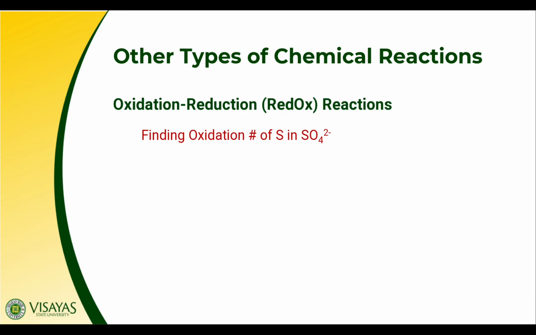Another example: find the oxidation number of sulfur in sulfate ion. This is an example of a polyatomic ion because we have many atoms in the ion. Again, we know that for polyatomic ions, the total of the oxidation numbers should be equal to the charge of the ion. So when we add the oxidation numbers of sulfur and oxygen, it should be equal to negative 2.